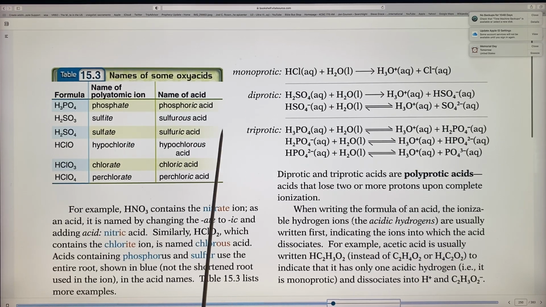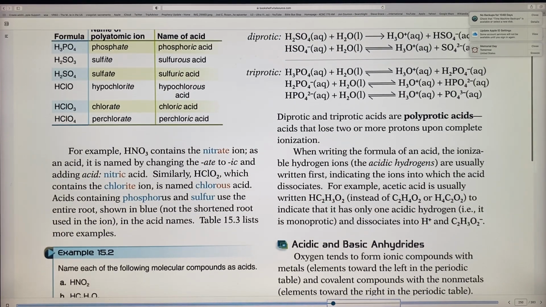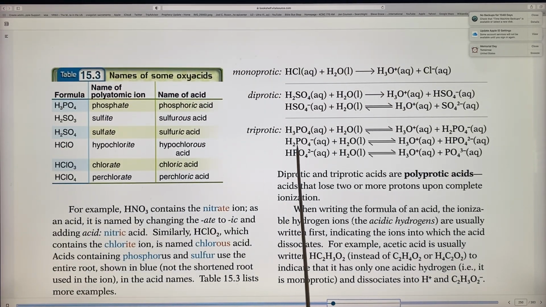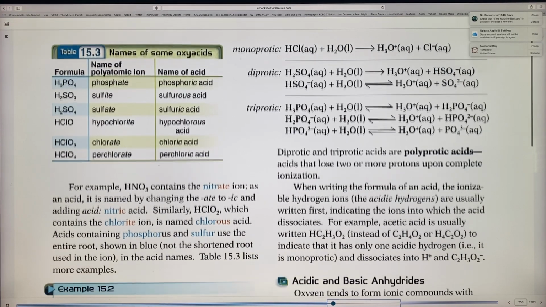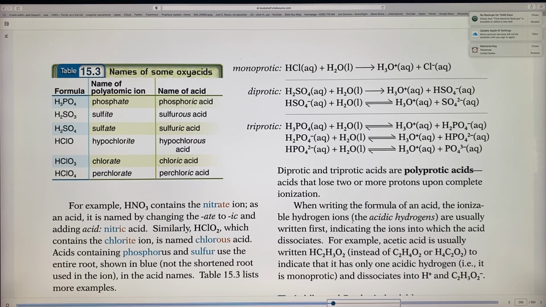Both diprotic and triprotic are poly. Poly means having more than 1. So you can also call them polyprotic acids. It says that when writing the formula, the hydrogens are usually written first, and most of the time you put the hydrogen first. So that's how you can see it quickly there. You can look and see the hydrogen being first, and you can find out which it is. And remember, we're always going to talk about the H, which is the hydrogen.